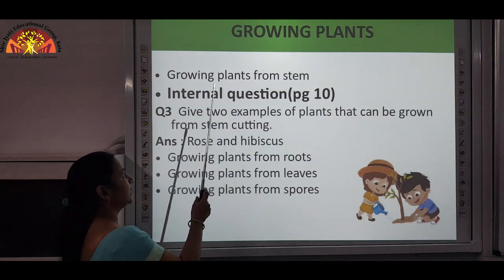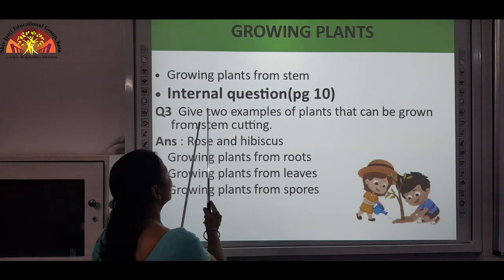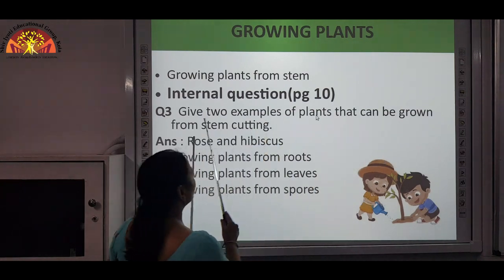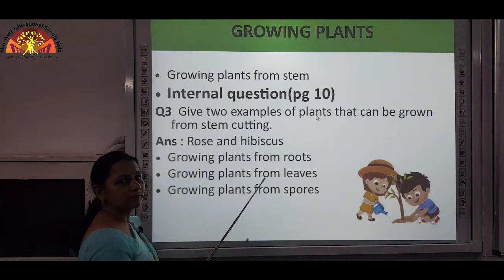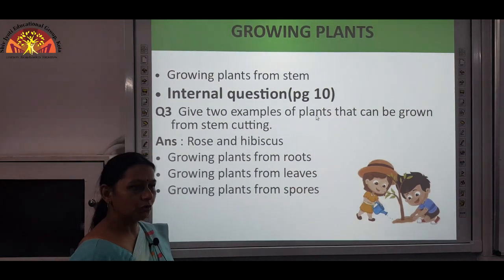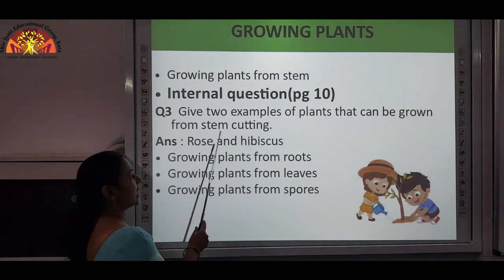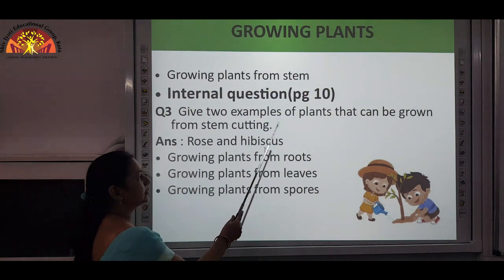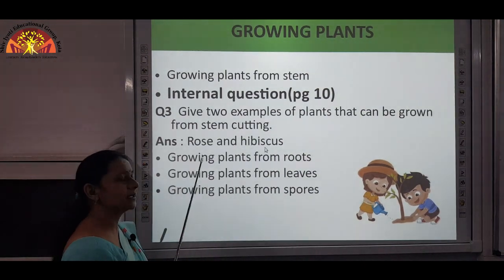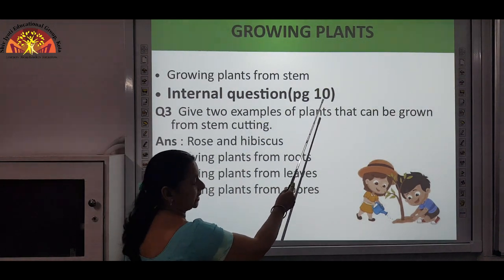So we have our third internal question here in the same topic. The third internal question is, give 2 examples of plants that can be grown from stem cutting. These are the plants where we can cut the stem, and if we grow them again we get a new plant. Which plants do grow in this way? They are rose and hibiscus. So these are the examples of plants that can be grown from stem cutting. Again you need to underline this in the book. This is on page number 10.